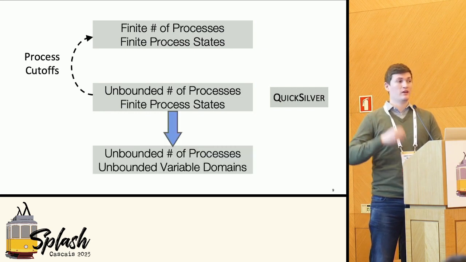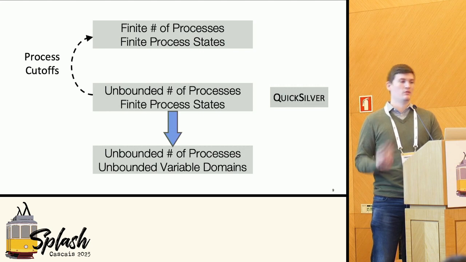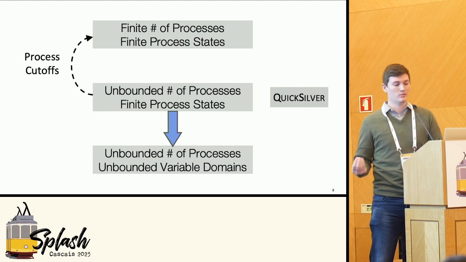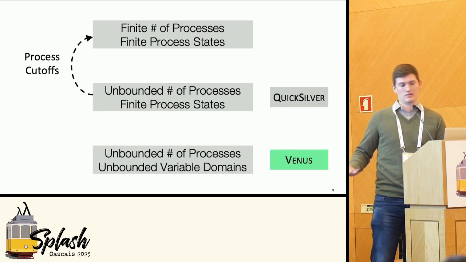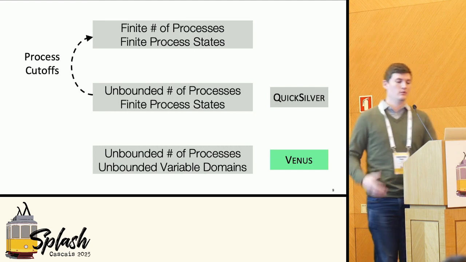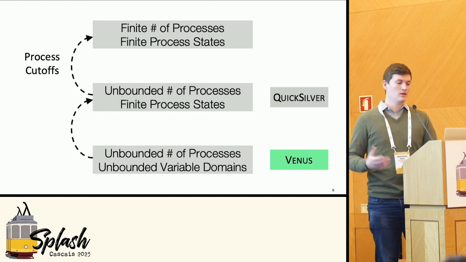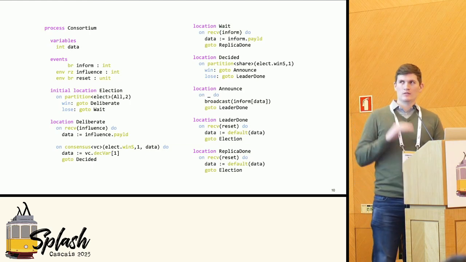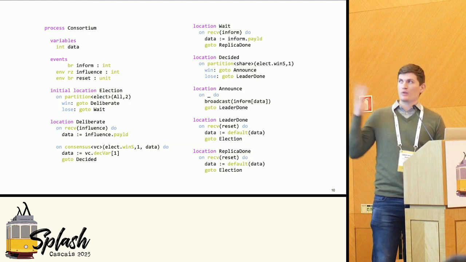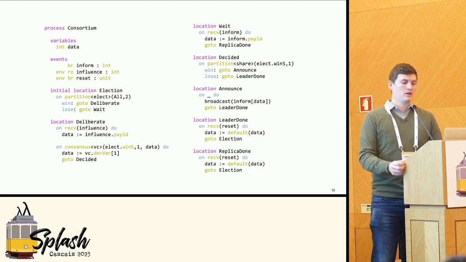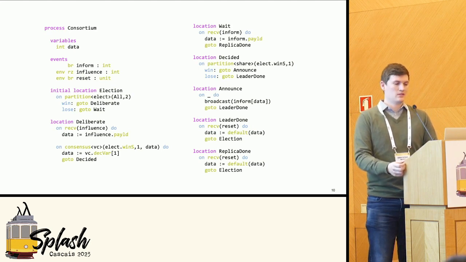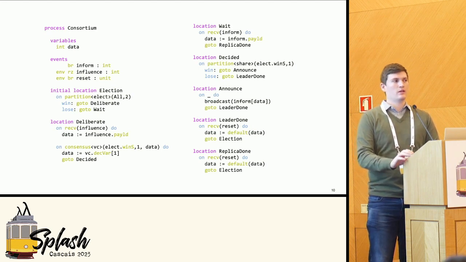But to verify doubly unbounded systems with unbounded processes and unbounded variables, we introduce Venus, which is an extension of Quicksilver, which utilizes a novel reduction to simplify this verification problem down to one that we can leverage Quicksilver's capabilities to handle. Now, to explain what Venus does, consider this process definition called consortium. It's written in Mercury, Quicksilver's DSL, and I'm going to use this as a running example.